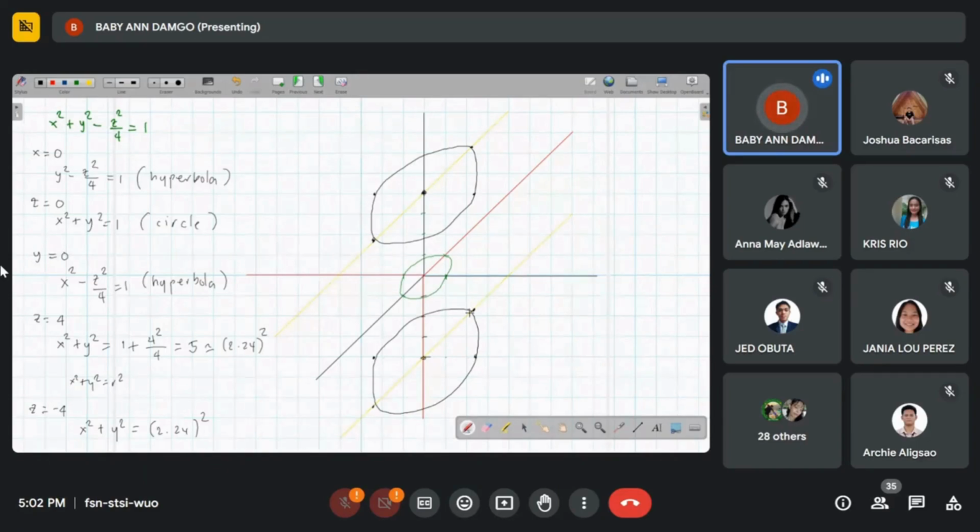Okay. So manata sa kanino? Sa z negative 4 kani. Next, mana sa taan ni.